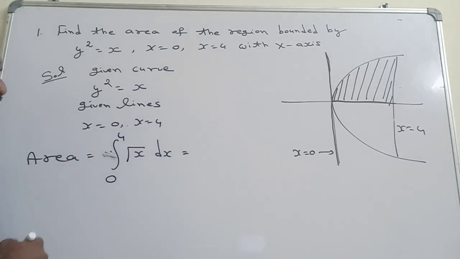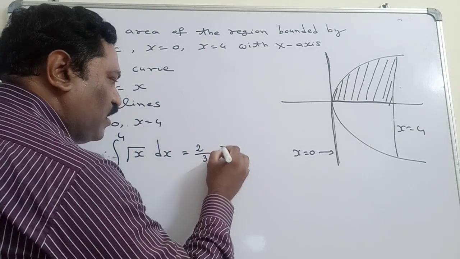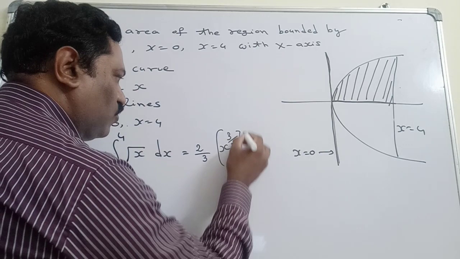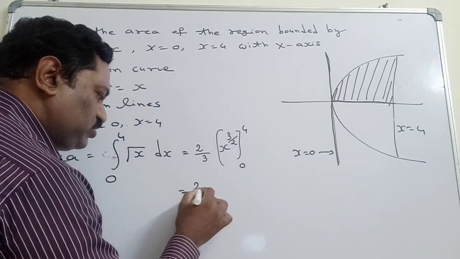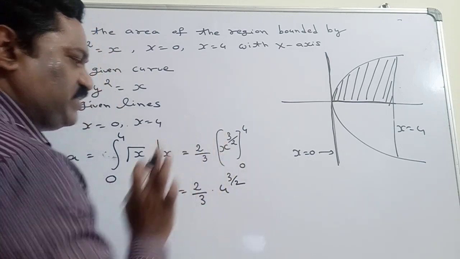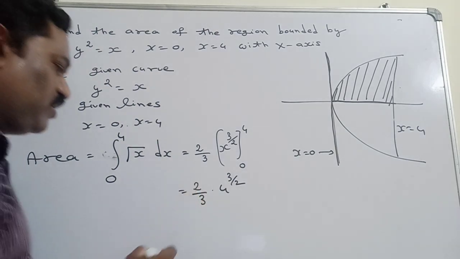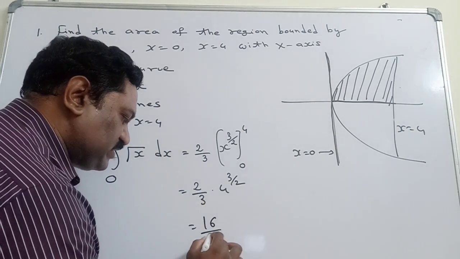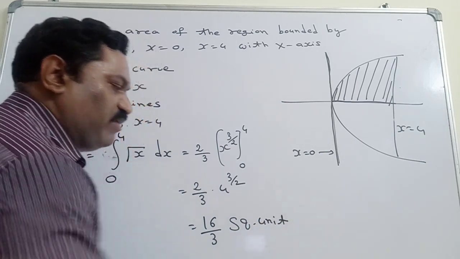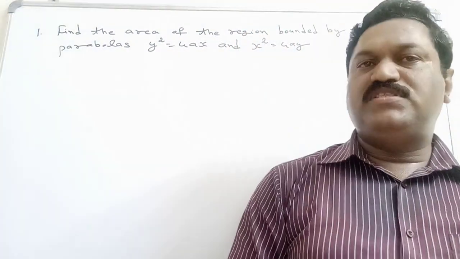Now if you integrate that, you know the formula: the integral of root x is 2 by 3, x power 3 by 2, with the limits 0 to 4. First substitute the upper limit, that is 4 power 3 by 2, minus the lower limit which is 0. Now the value of 4 power 3 by 2 is 8, and 8 twos are 16 upon 3 square units. So this is the area bounded by this curve with the given lines. Like that we have to evaluate this. Now we will see the second problem.